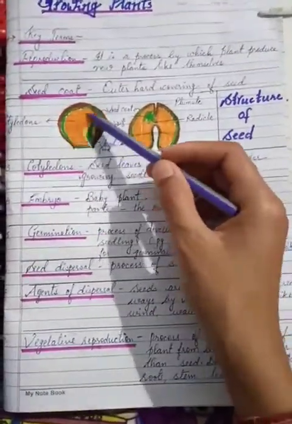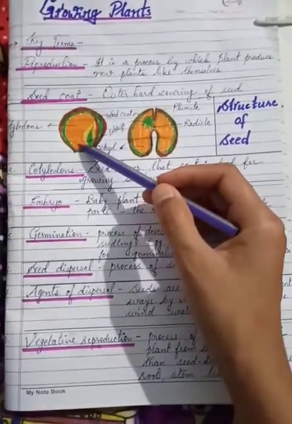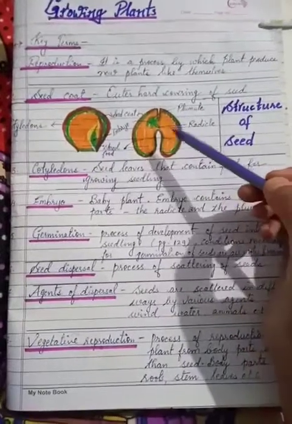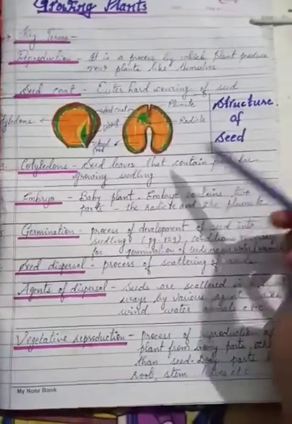In this one there is only one cotyledon, so it is known as a monocot, and in this one there are two cotyledons, so it is known as a dicot.